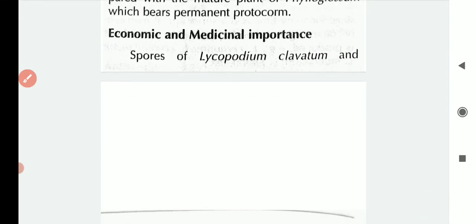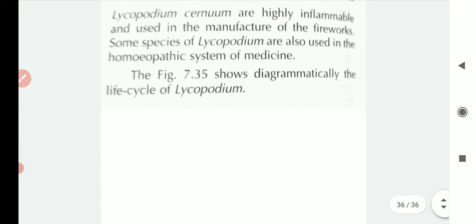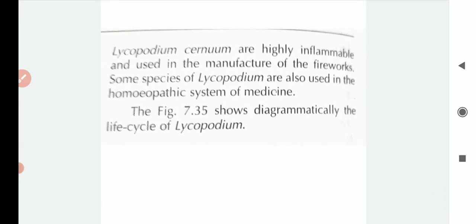Now some of the importance: the spores of Clavatum and Cernuum are inflammable and used in the manufacture of fireworks. Then some are used as homeopathic medicine. In homeopathy, they prefer to use Lycopodium a lot. Like when I gave you the introductory video last time, I was telling you, for those with stomach disorders and menstrual disorders, they always prescribe those Lycopodium tonics.